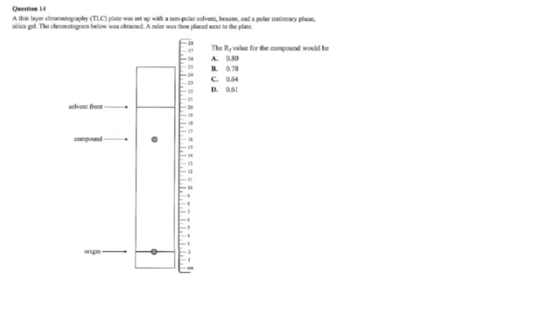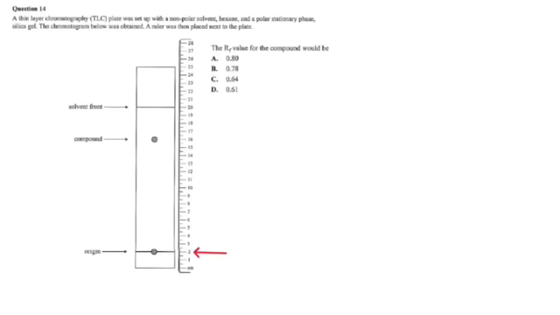A thin layer chromatography (TLC) plate was set up with a non-polar solvent, hexane, and a polar stationary phase, silica gel. The chromatogram below was obtained. The ruler has been placed next to the plate. The Rf value for the compound would be... This is a little bit tricky, guys, because the origin is not at 0. So let's work it out and not be tricked.